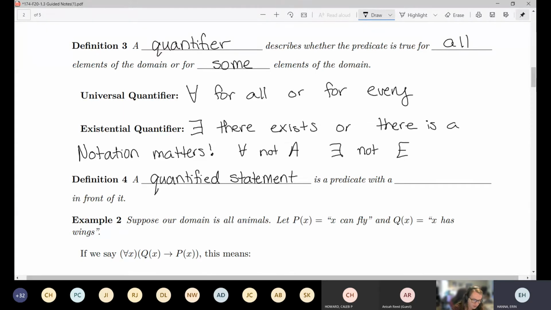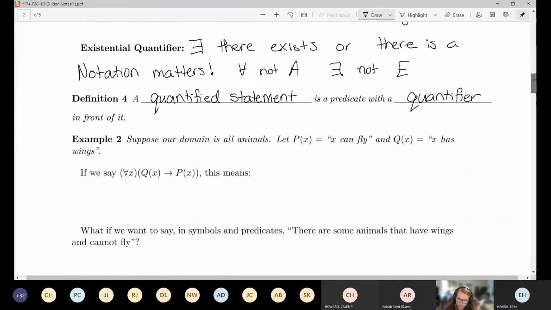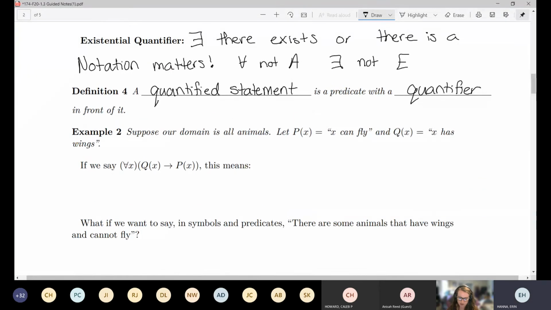A quantified statement is a predicate with a quantifier in front of it. The quantifiers are either this upside down A or the backwards E, for all or there exists. So let's see a couple of examples of what this does to our logic. Say our domain is all animals, and we let P of X mean that X can fly, and Q of X mean that X has wings.